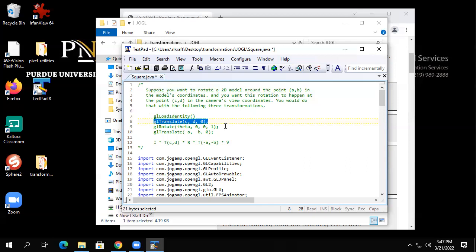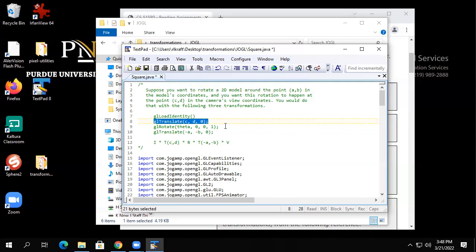What this is analogous to is if somebody gives you three functions, f of g of h of 7. Which function do you do first? H. You work from the inside out. It's read from left to right, but it's executed from inside out. Same thing's happening here. This is translate, rotate, translate. This is the translate by negative AB, rotate. This is the translate by CD. So it really is just work from inside out.